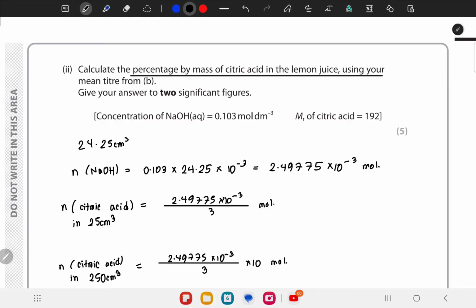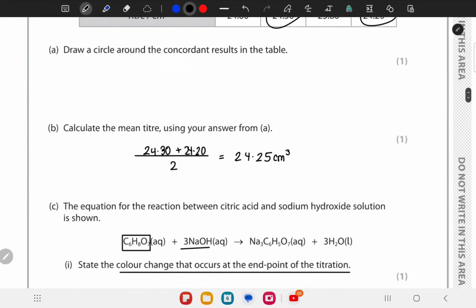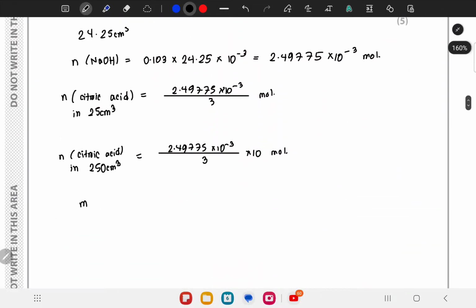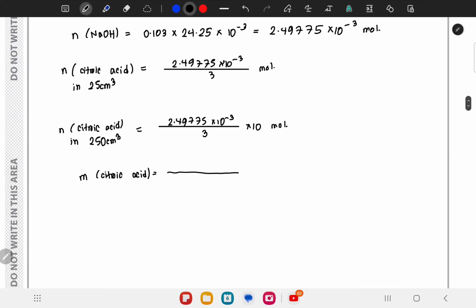Now we have to find the percentage by mass of citric acid. The mass of the lemon juice was 24 grams. Now we have to find the mass of citric acid in it. The mass of citric acid in the lemon juice was 2.49775 times 10 to the power minus 2. So if we multiply this with this, if you don't want to change it, we can keep that as well.